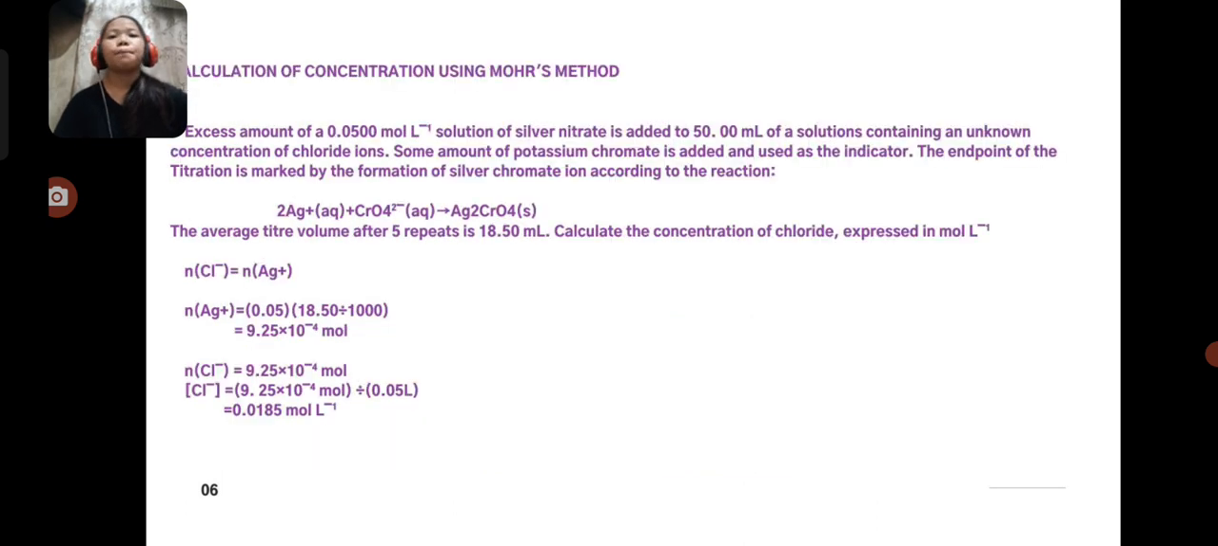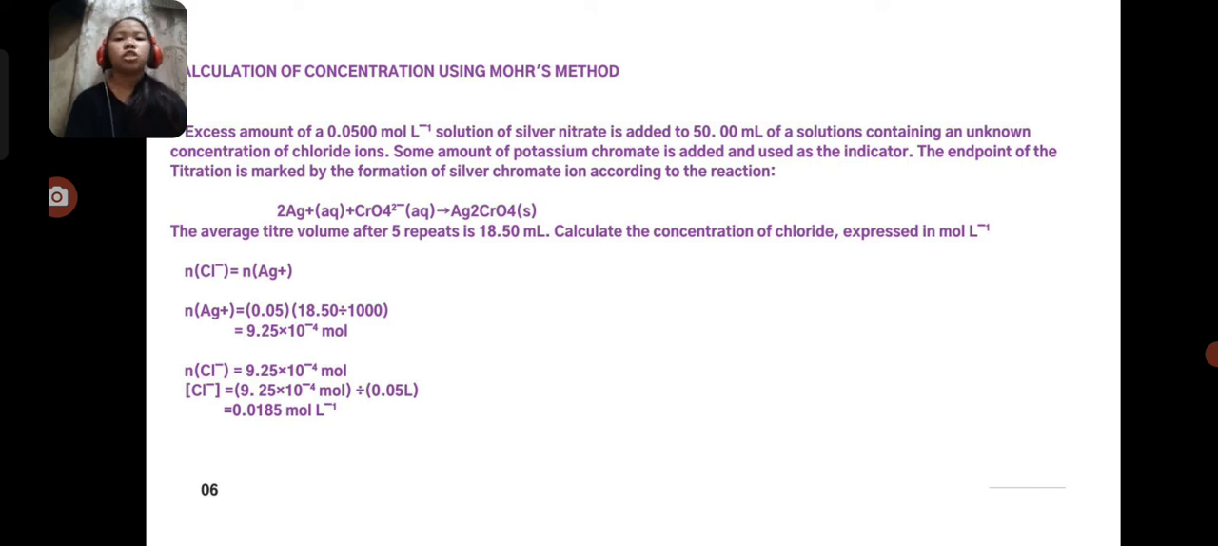So, we proceed to the calculation of concentration using Mohr's method. Again, what we are looking for is the concentration of chloride expressed in mole per liter. The situation is that an excess amount of a 0.0500 mole per liter solution of silver nitrate is added to 50 ml of a solution containing an unknown concentration of chloride ions. Some amount of potassium chromate is added and used as the indicator.